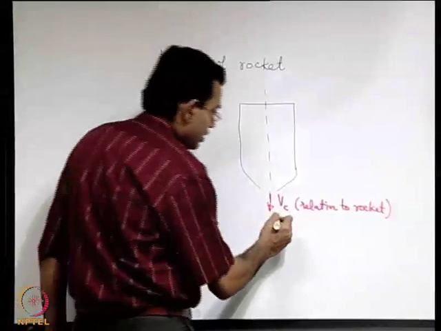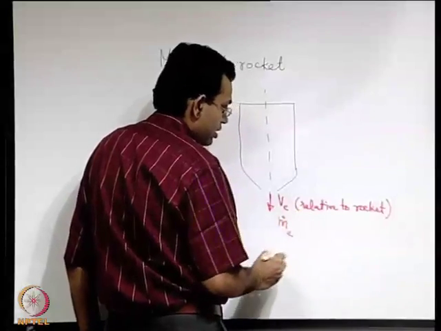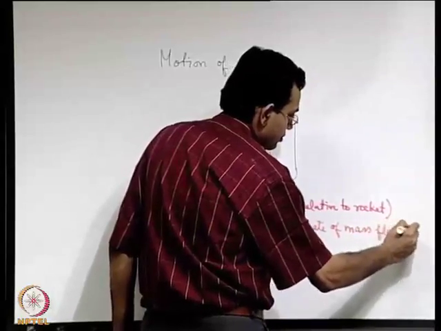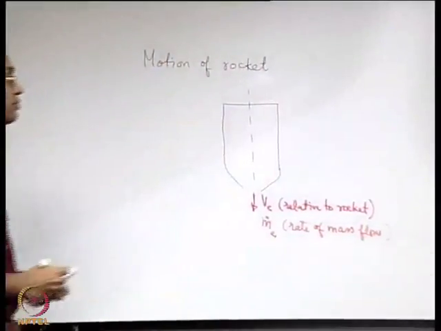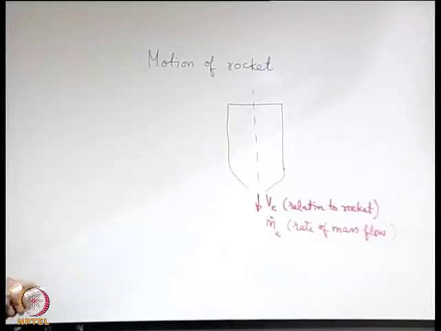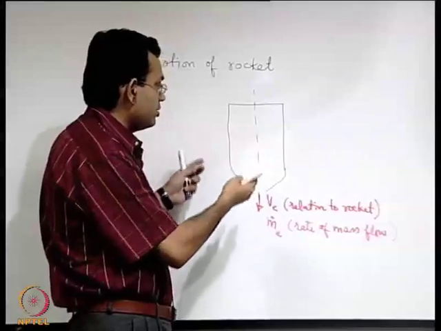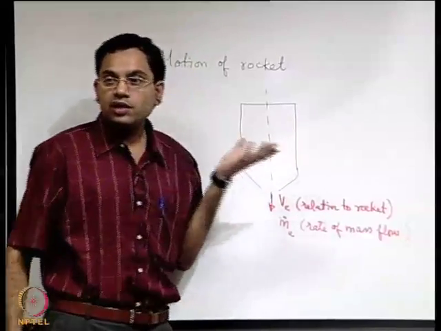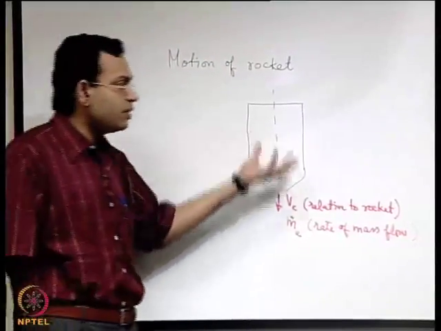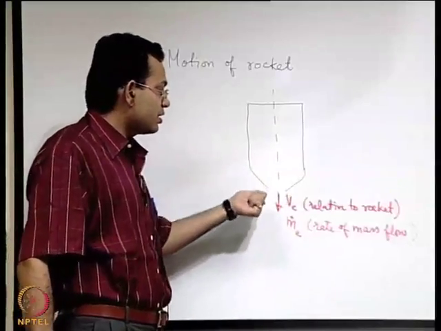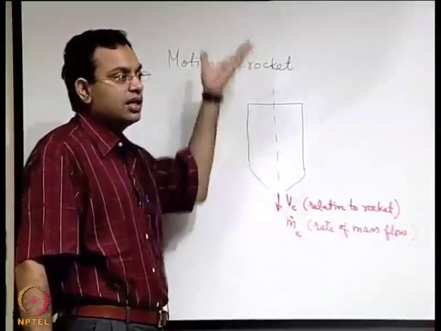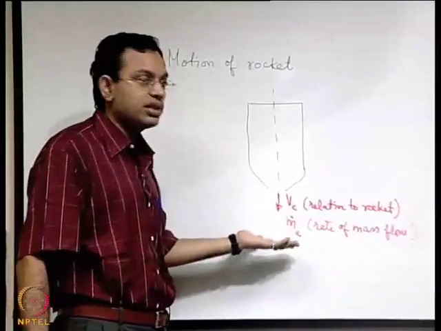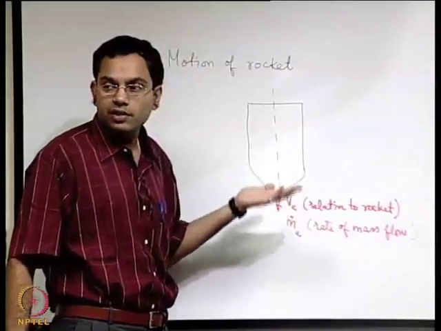And let us say that m dot e is the rate of mass flow of this one. So essentially what happens, the rocket has a structure, plus there is some fuel inside which undergoes a combustion process. The products of combustion come out, and these create a so called thrust on the rocket, which takes it to a great height.